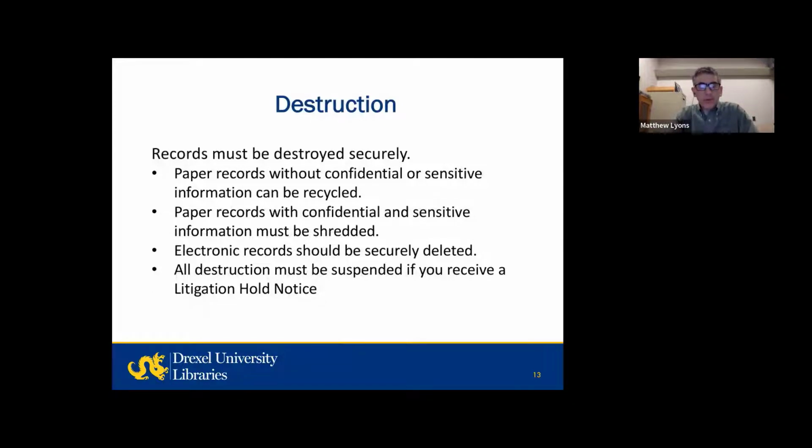The policy also gives details on how to carry out records destruction. The appropriate destruction methods depend on how sensitive the records are. If they're not confidential, paper records can simply be recycled and electronic files can be deleted. But if they do contain confidential information, they need to be shredded, or for electronic media, they need to be fully sanitized by IT professionals. And all destruction needs to be halted if the department receives a litigation hold notice.